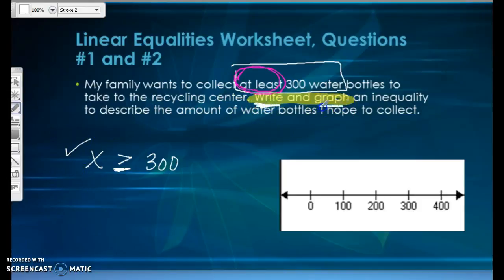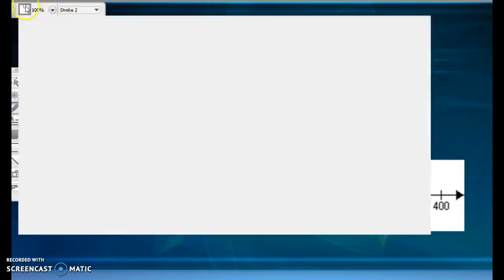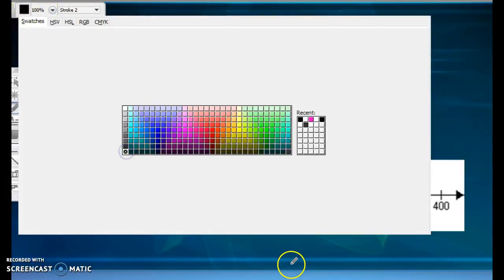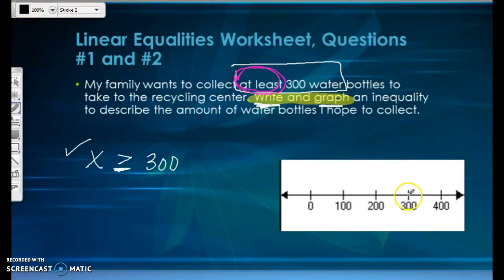And then the graphing part is you're going to graph that on the graph that they provide you. So is this going to be a closed circle or an open circle? This will be a closed circle. And which way is my arrow going to shoot? Because I want more than 300, right? I really want to get more than 300, so I'm going to draw my arrow this way. Okay? So that is how you do number 1 and 2.